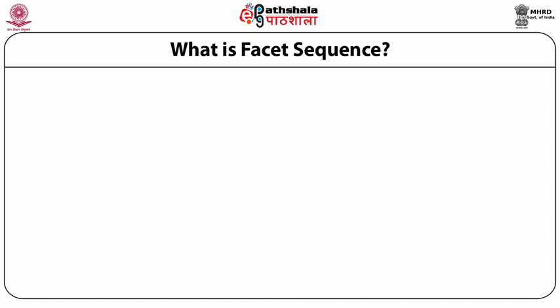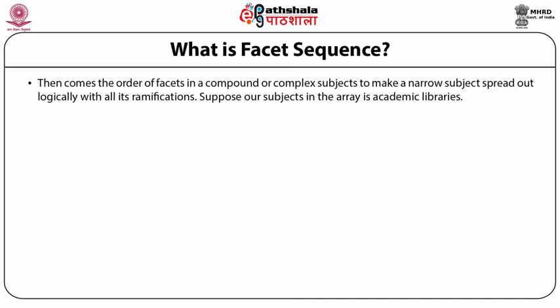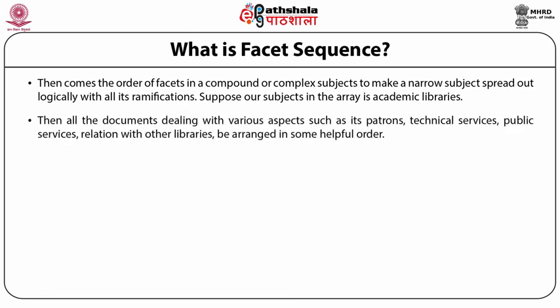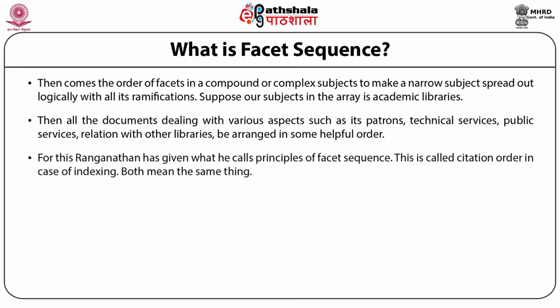What is a facet sequence? Then comes the order of facets in a compound or complex subject to make a narrow subject spread out logically with all its ramifications. Suppose our subject in the array is academic libraries. Then all the documents dealing with various aspects such as its patrons, technical services, public services, relation with other libraries should be arranged in some helpful order. For this, Ranganathan has given what he calls the principle of facet sequence. This is called citation order in case of indexing. Both mean the same thing.